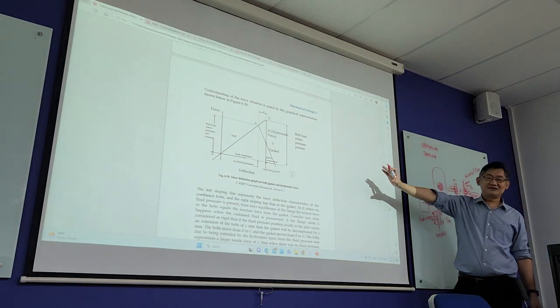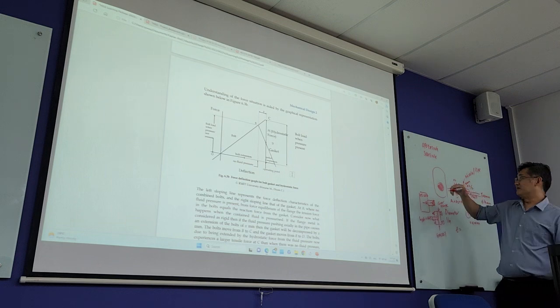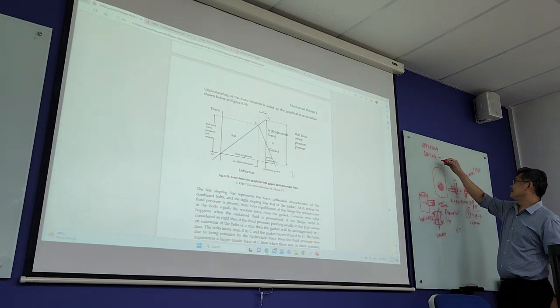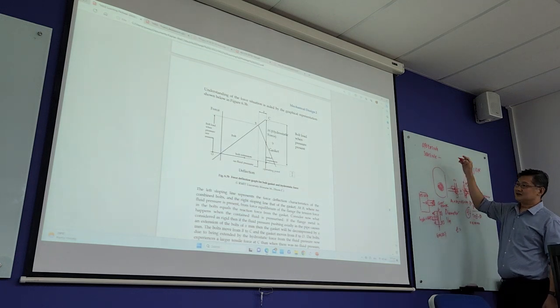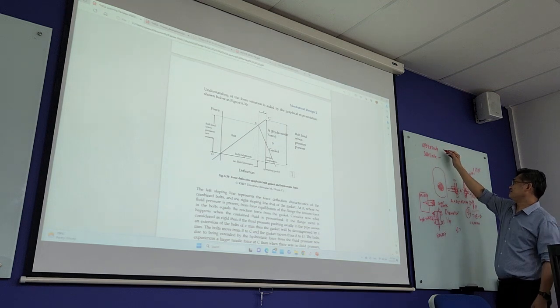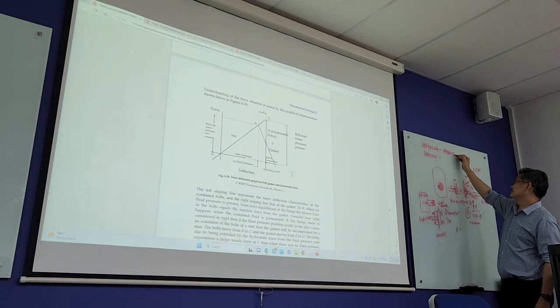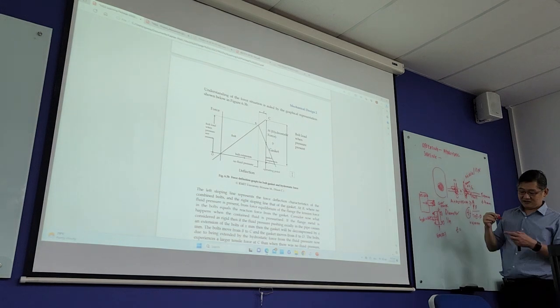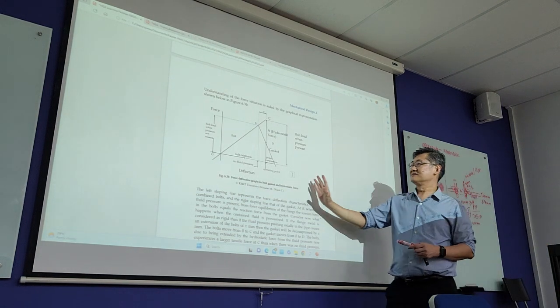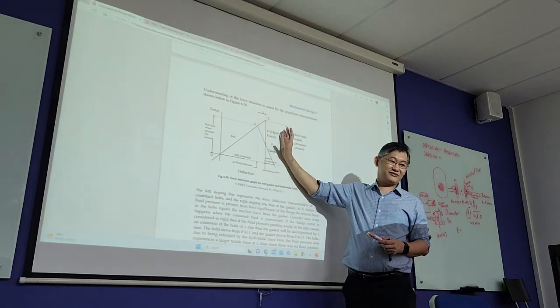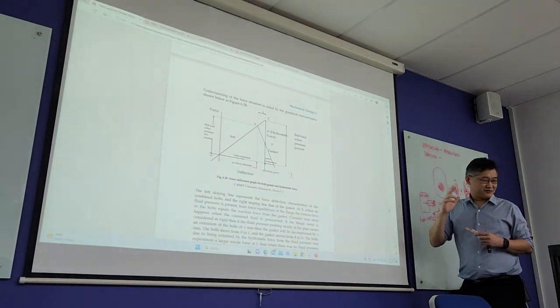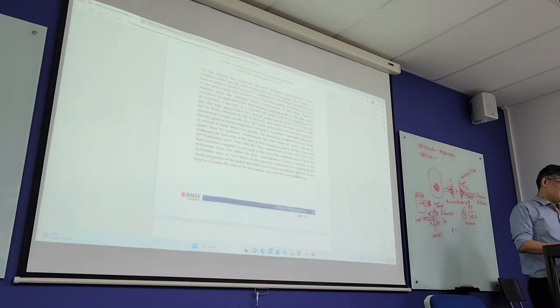Seating means without hydrostatic, you tighten the bolt. So this one, you tighten the bolt, so your gasket is compressive. Operating means hydrostatic, means you have this pressure from the vessel itself. So for this question, you need to know these two things.